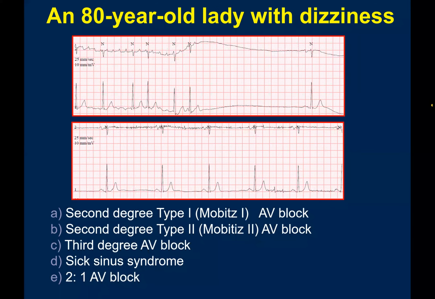Okay, excellent. We'll move to the next case, an 80-year-old female with dizziness. And these are rhythm strips. From the Holter, we have lead 1 and lead 2, and this is continuous recording. So what is your diagnosis?